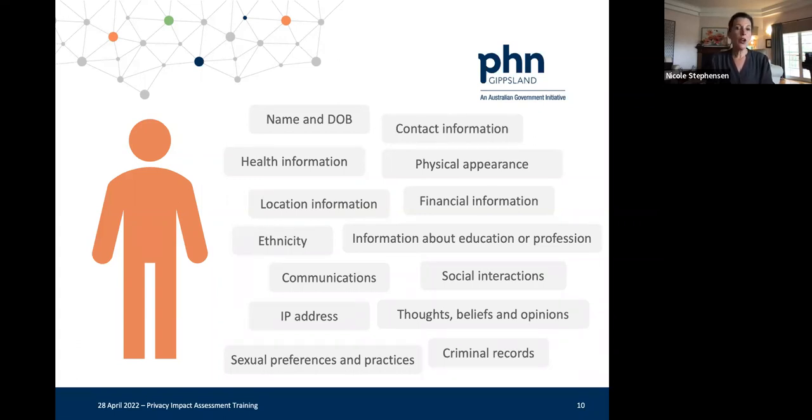So I'm talking a lot of things can be personal information depending on the context. And again, linking back to that ability to identify a person.